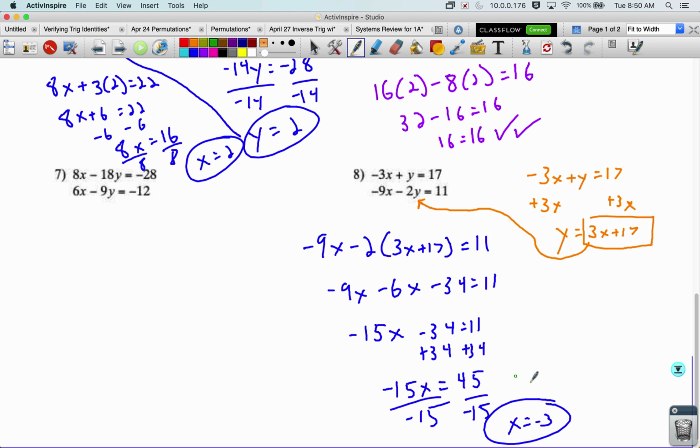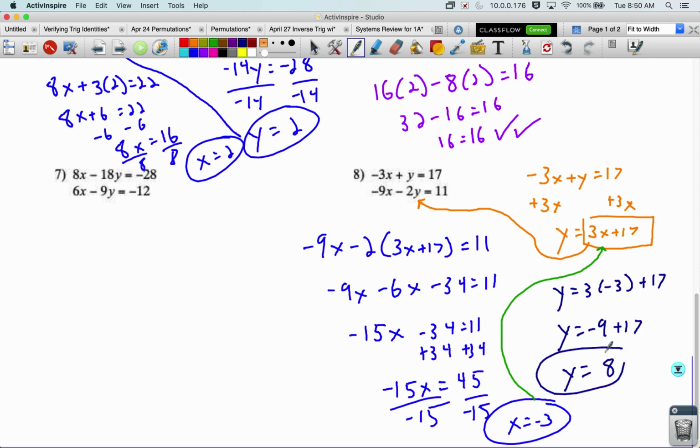The easiest place to plug it back in is right here in our manipulated equation, because this will directly solve for y. So y equals 3 times negative 3 plus 17. Y equals negative 9 plus 17. Y equals 8. Alright, so let's just make sure that makes sense. This would become a 27. Minus 16 equals 11. 11 equals 11.